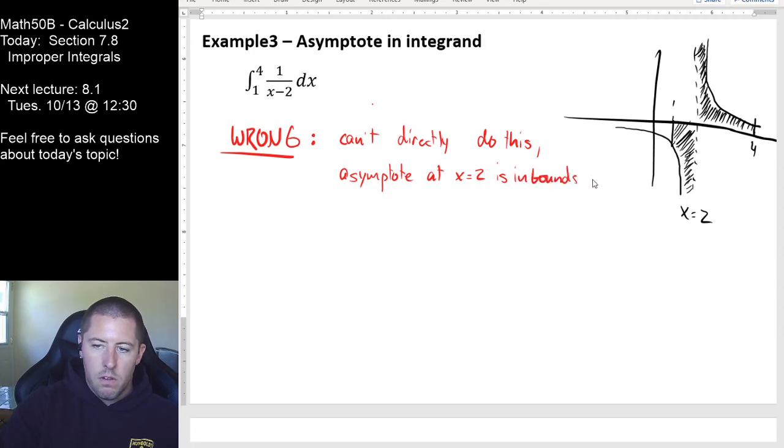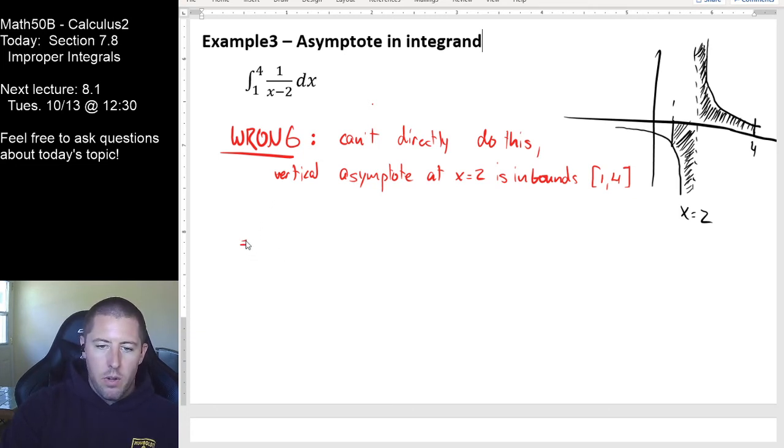So there's my bounds, 1 to 4. We do have a vertical asymptote in that chunk, and that's going to make a problem for us. So everything I'm going to write in red is a wrong answer to this. It's not what you should do here. But I'm going to do it this way anyway.